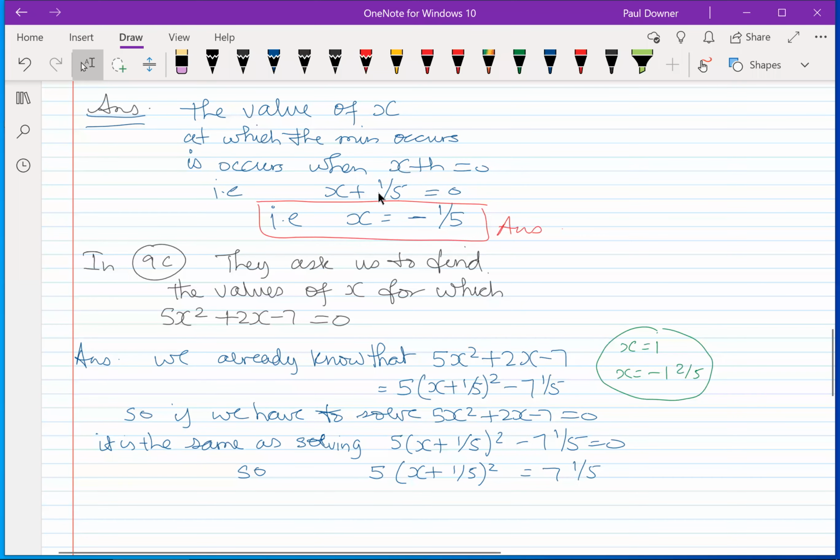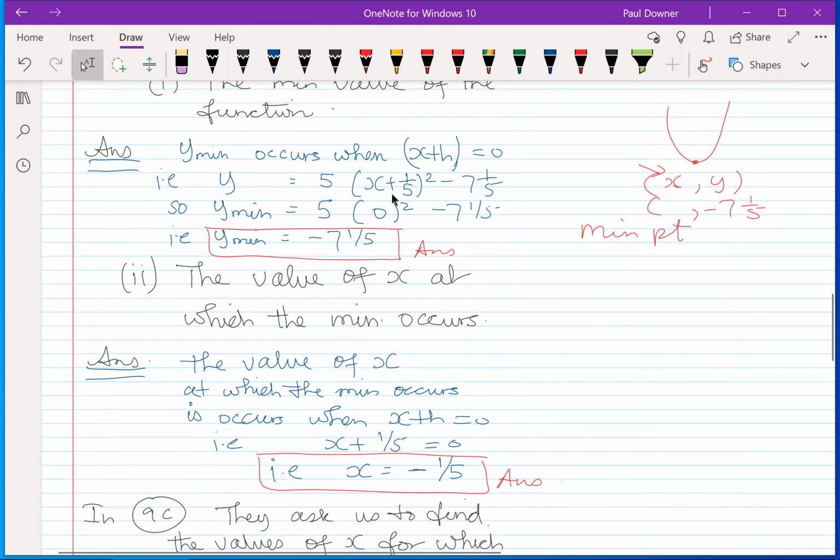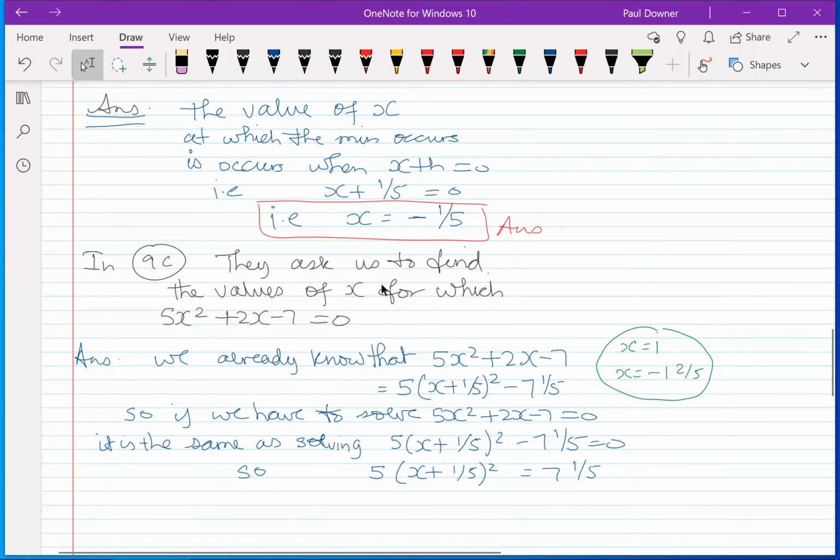That is x plus a fifth equal to 0, because remember this part here, x plus h is this. So when x plus a fifth equals 0 is when you're going to get that minimum occurring. Look at that: x plus h equal to 0, which means x plus a fifth equal to 0. So let's find out what's the value of x that will cause this to happen.